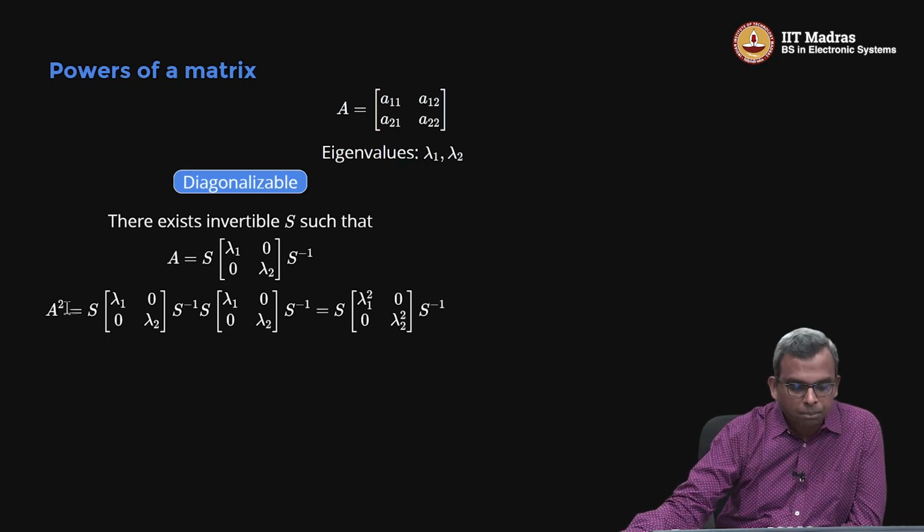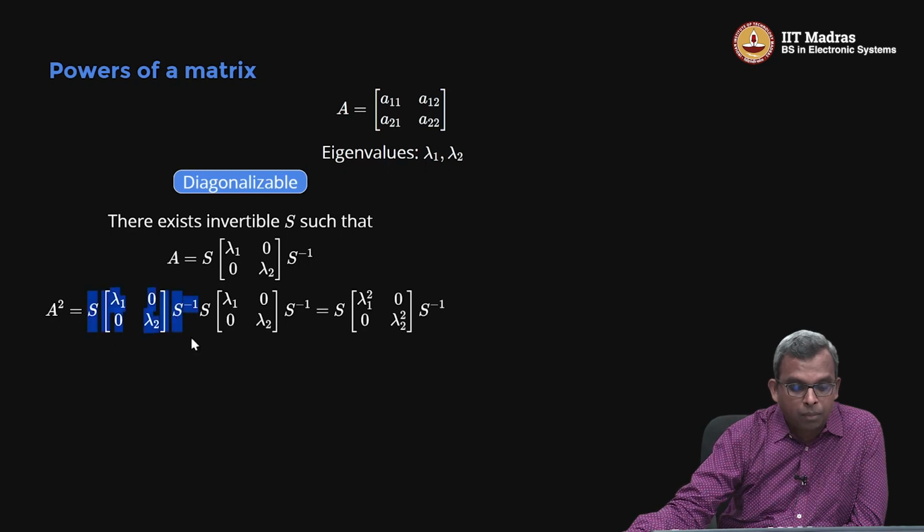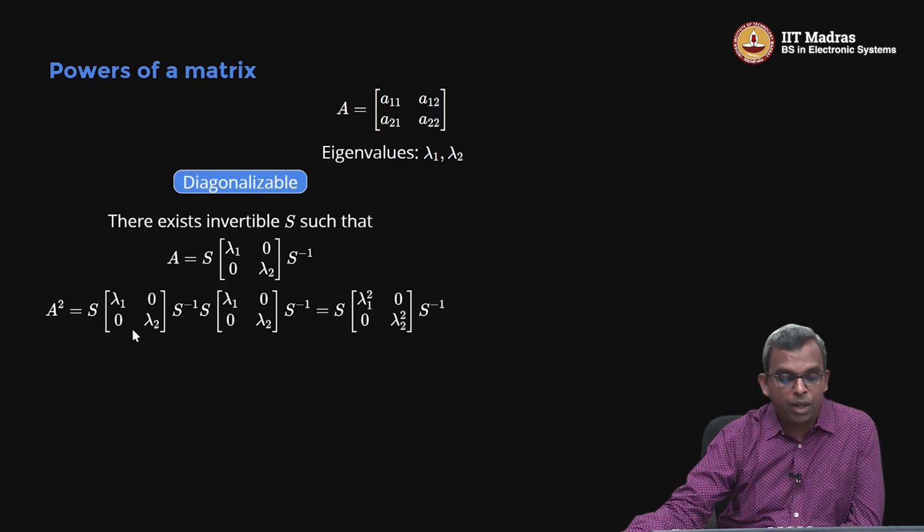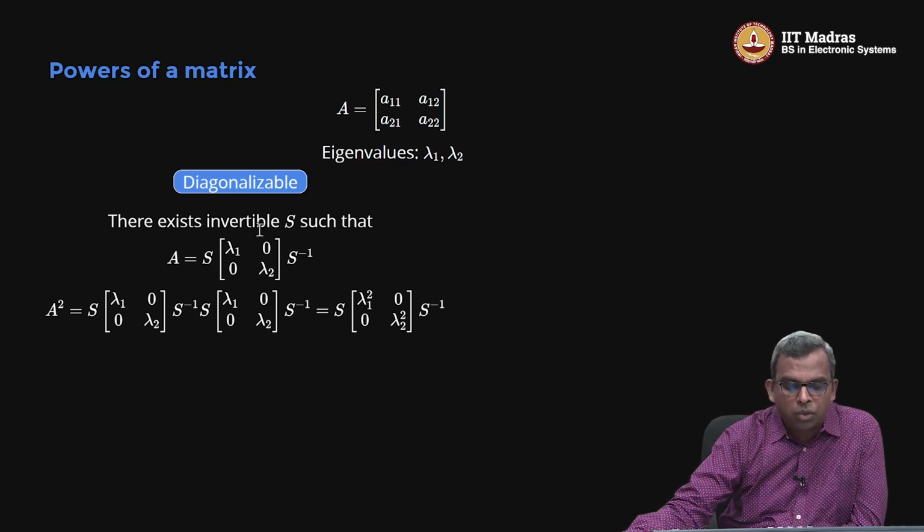What is A squared? S times the diagonal matrix times S inverse, that is A, times A again, right? Now, notice what happens here, you have S inverse S. What is S inverse S? It is identity. Once this cancels, it goes away. You have lambda 1, 0, 0, lambda 2 multiplying lambda 1, 0, 0, lambda 2. So, that simply becomes lambda 1 squared, 0, 0, lambda 2 squared, and you have the S and S inverse hanging along, just one power there. So, notice how this is working out wonderfully in the matrix algebra for powers, right.